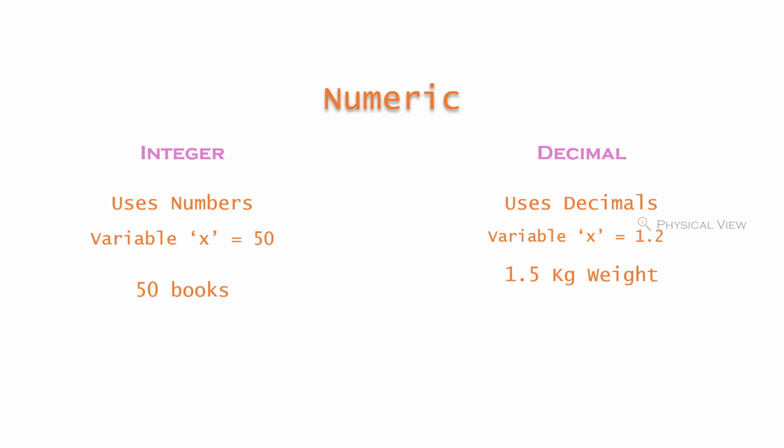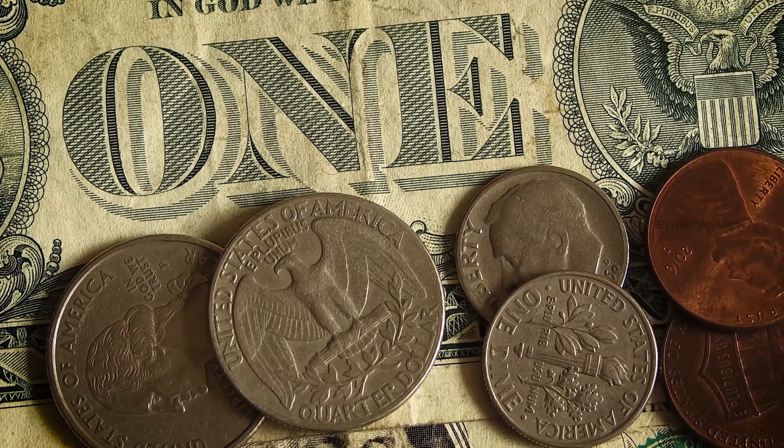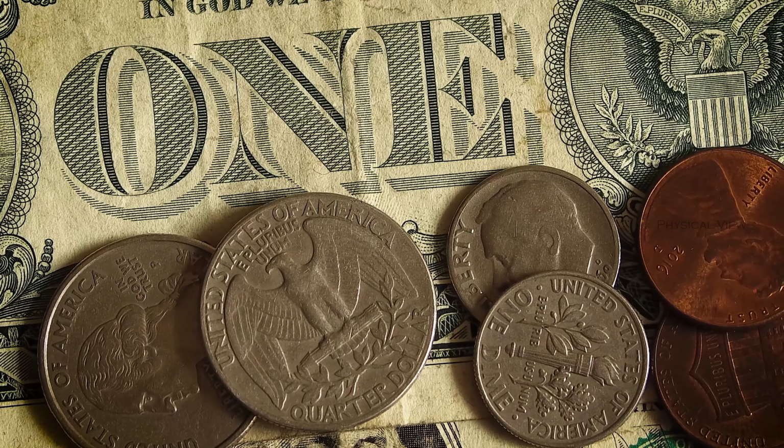First, let's understand numeric data types. Numeric data consists of numbers and is further classified into integer types and floating or decimal types. For example, if variable X is 50, that's an integer, whereas 1.2 would be a decimal. We use integers to represent whole numbers, like there are 50 books, and decimals for fractional values, like the weight is 1.5 kilograms. We typically calculate currency in decimal formats.